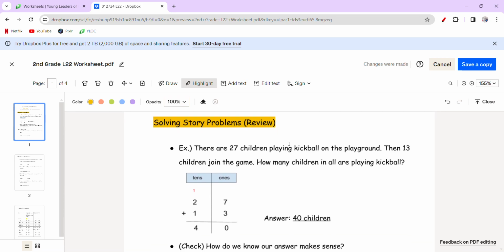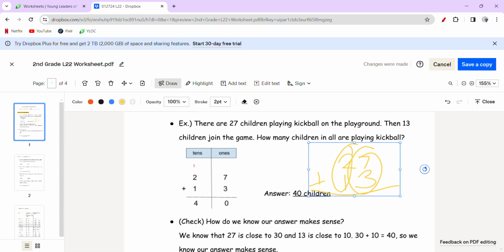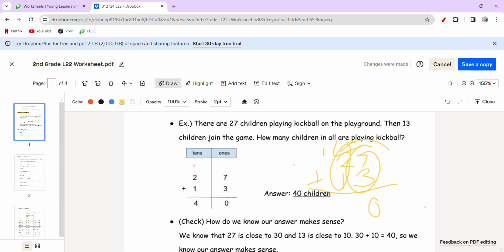There are 27 children playing kickball on the playground, then 13 children joined the game. How many children in all are playing kickball? So this simply we would set up two numbers. You add the ones first and then the tens. 7 plus 3 is 10. So once you reach 10, you're going to add that to the tens place. So it would be a 0, and there's 1 here. And so when you add this, it will be 2 plus 1 plus this one right here. So then it would be 4. Answer would be 40 children.